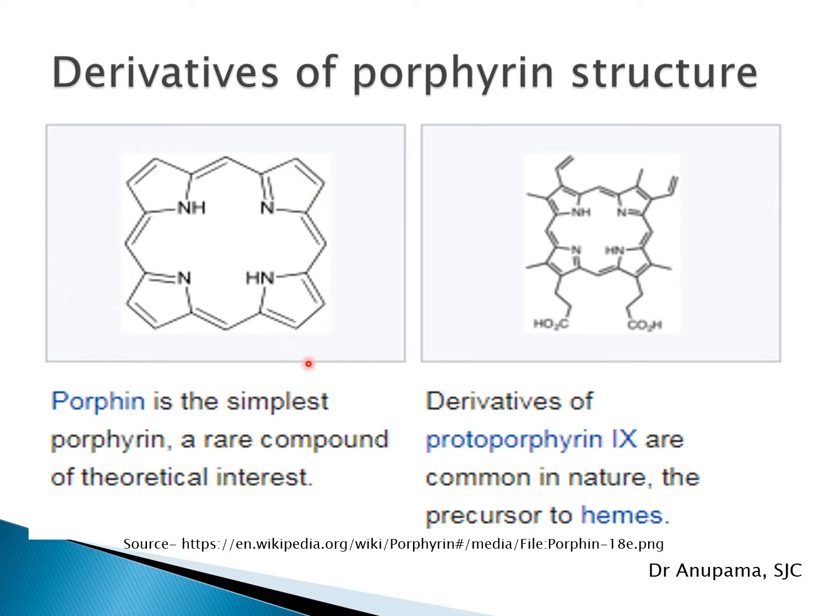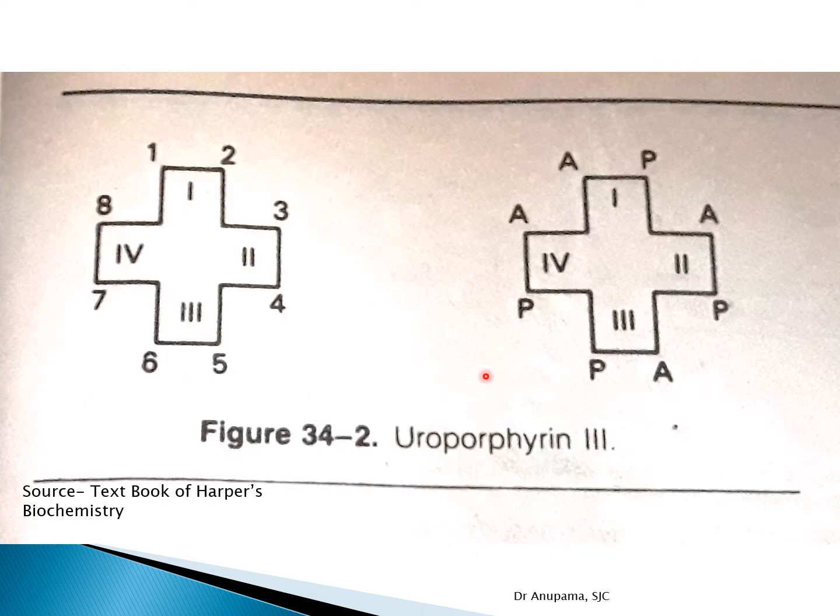of theoretical interest. While here is the derivative of this porphyrin, which is the protoporphyrin 9, which is a very common compound present in nature and is the precursor for heme. It has methyl, vinyl, and methyl, acetyl structures attached to it. Another derivative of interest is uroporphyrin 3. If this is the porphin, it has 8 points where substitutions can take place, and here are the substitutions. It has acetyl propyl substitutions AP, AP, AP and PA.